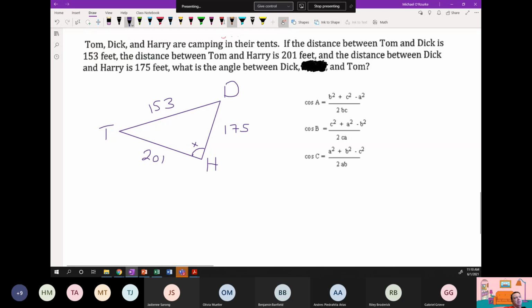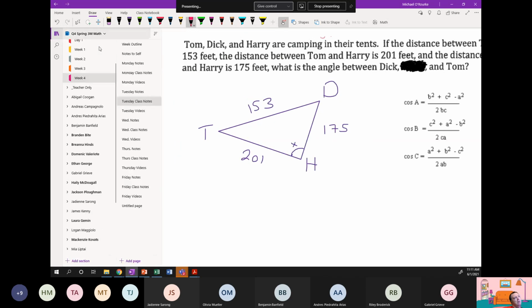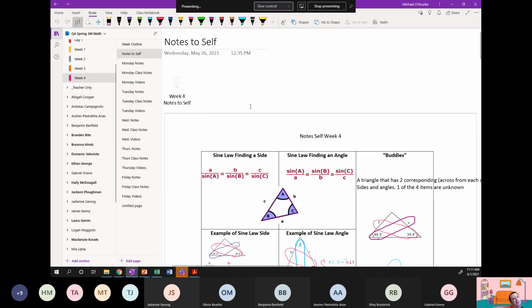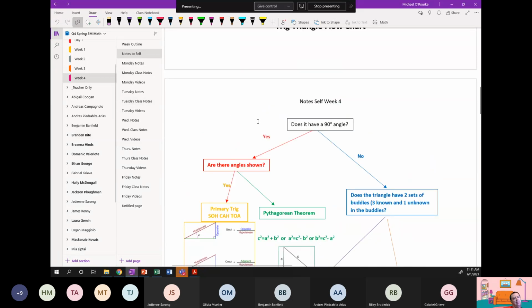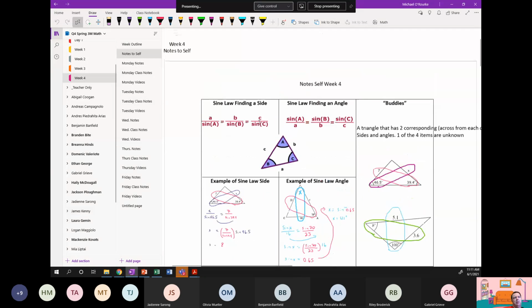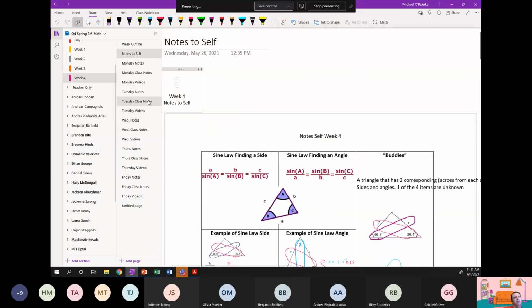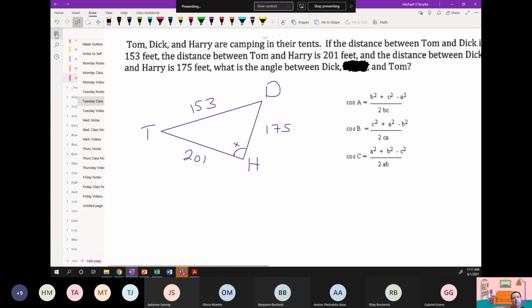We can relabel this. I can use a different color. And I'm going to label this. Where is that chart? That chart is in your notes to self. I emailed it to you. Plus, if you go to content library, it's here, the second page of your content library. But I think I emailed it to you on Sunday evening as well. Okay.